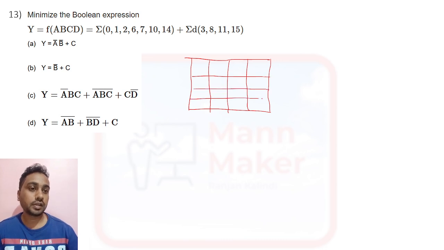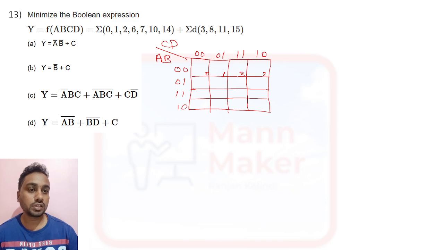1, 2, 3, and 4. Okay. So this is what we can write A, B, and C, D like this. This is 0, 0. This is 0, 1. This is 1, 1, 1, 0. Again 0, 0, 0, 1, 1, 1, and 1, 0. This is 0. This is 1. This is 2. This is 3. This is 4. This is 5. This is 6. And this is 7.